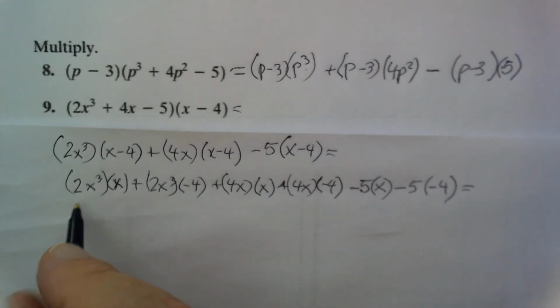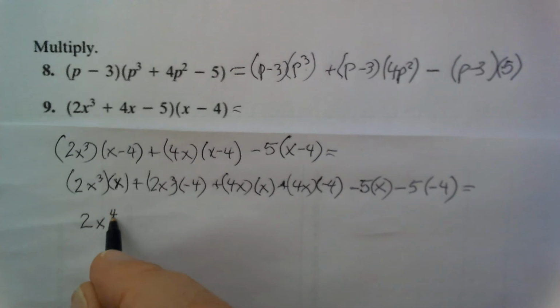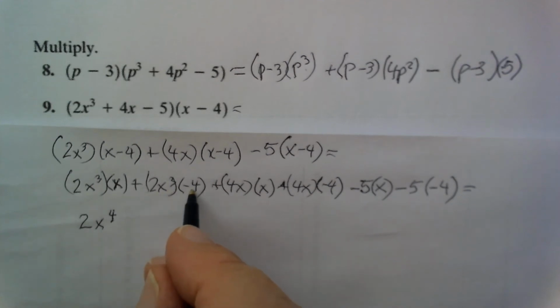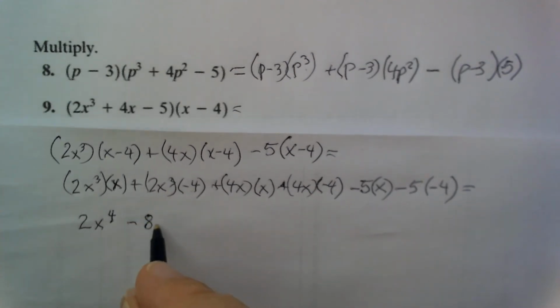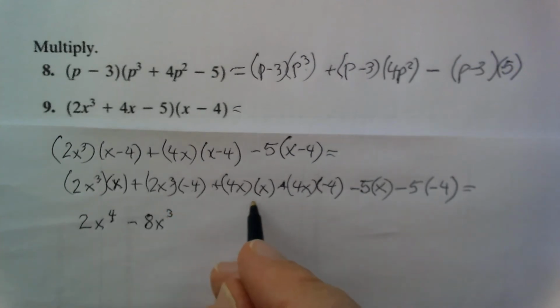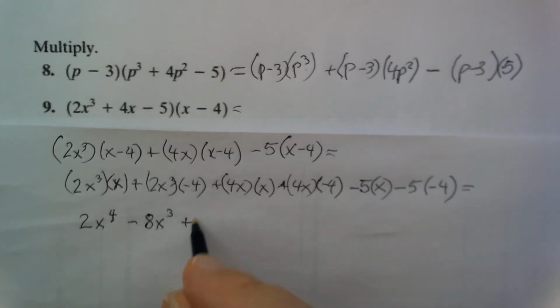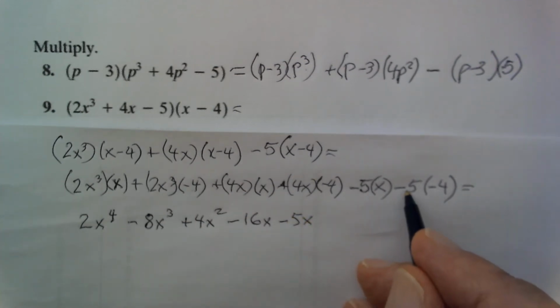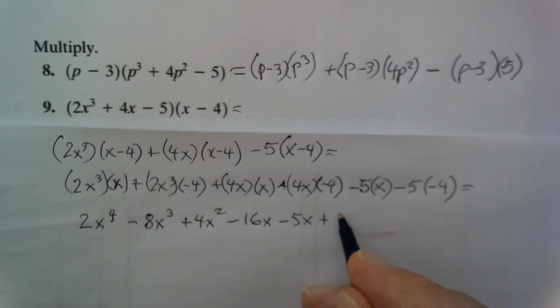So now we just need to multiply these monomials, and so there would be 2x to the third times x is 2x to the fourth power, and 2x to the third times minus 4 is minus 8x to the third, and 4x times x is 4x squared, and then 4x times minus 4 is minus 16x, and then minus 5 times x is minus 5x, and minus 5 times minus 4 is plus 20.